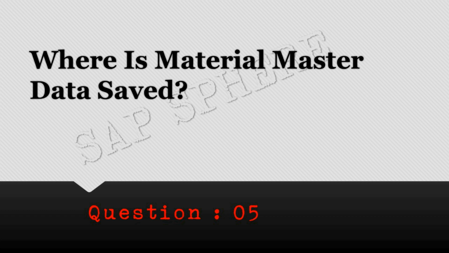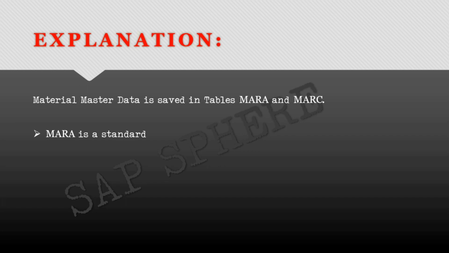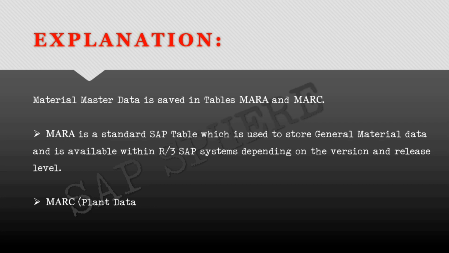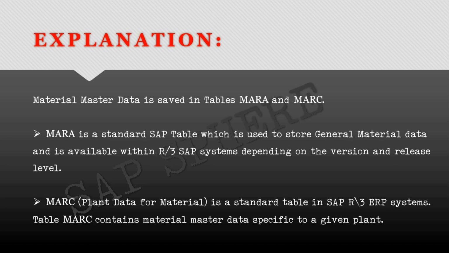Where is material master data saved? Material master data is saved in tables MARA and MARC. MARA is a standard SAP table which is used to store general material data and is available within R3 SAP systems depending on the version and release level. MARC is a standard table in SAP R3 ERP systems. Table MARC contains material master data specific to a given plant.